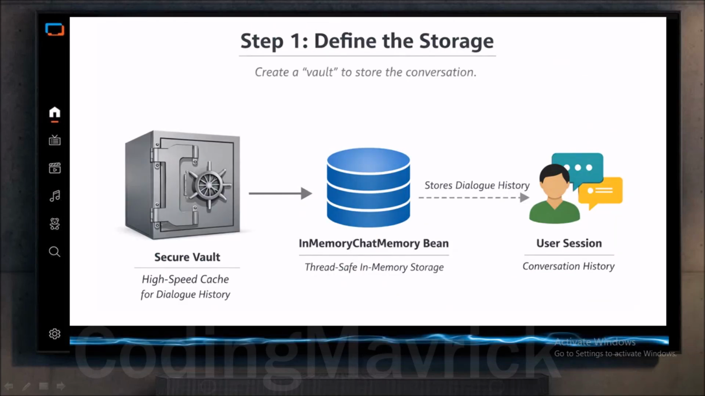In step 1, we will define the storage. Before the AI can remember, we need a vault to store the conversation. We are implementing an InMemoryChatMemory bean. This acts as a high-speed, thread-safe cache that holds the dialogue history for every unique user session.